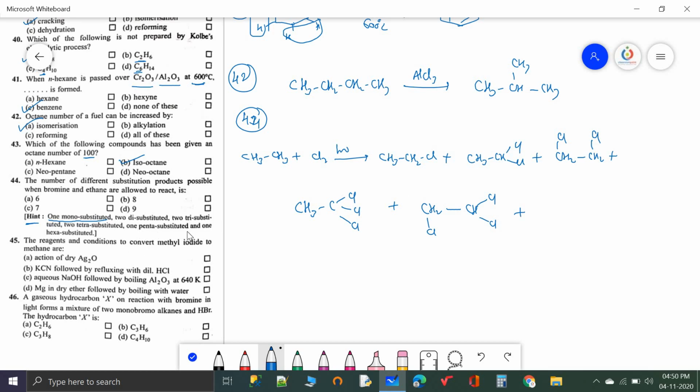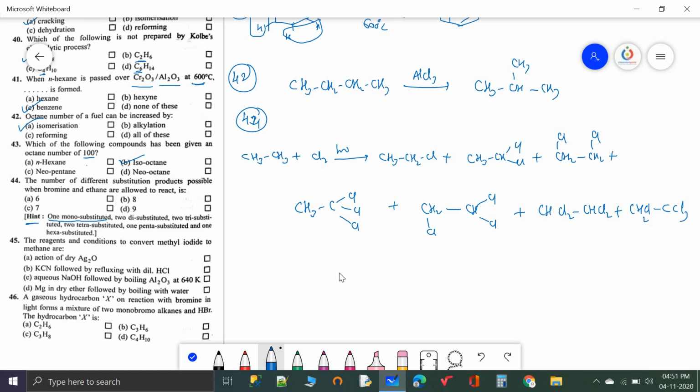1 penta-substituted product, 2 tetra-substituted products. Tetra-substituted means 4. 4 in the sense again 3 from 1 and 1 from the other, or 2 here and 2 here. So like that you will get the products CHCl2, CHCl2, or else CHCl, CH2Cl and CCl3. This is the tetra-substituted product. And next one is 1 penta-substituted product.